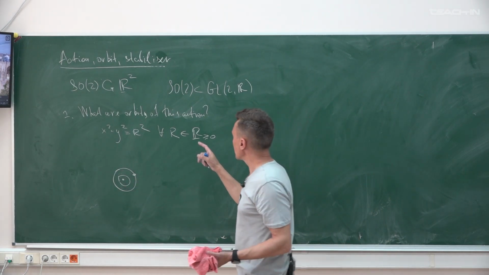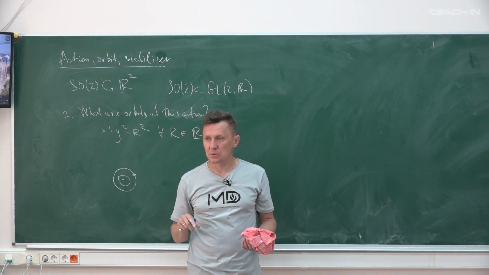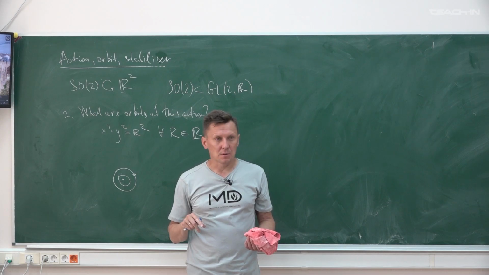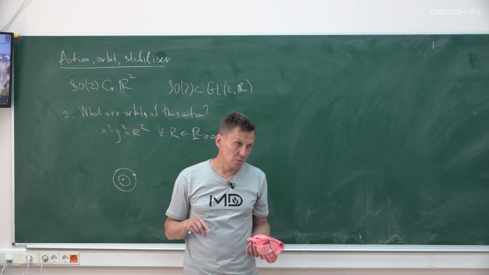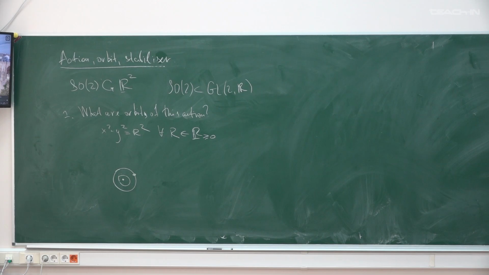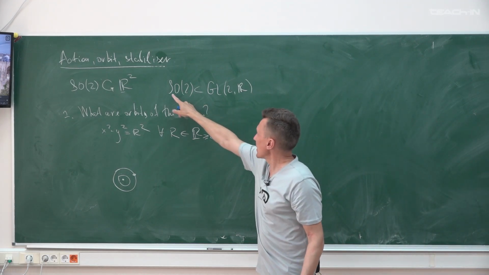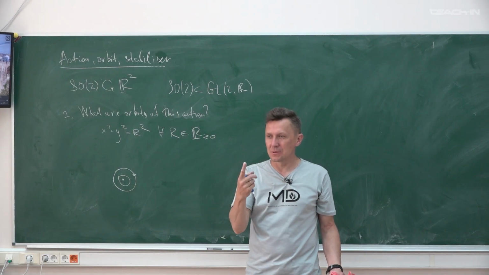And the group SO2, what is its dimension? How many independent parameters? Just one, the rotation, defined by the angle. Are there two connected components? No, in SO2 there is only one connected component, it is a circle. There are only rotations.